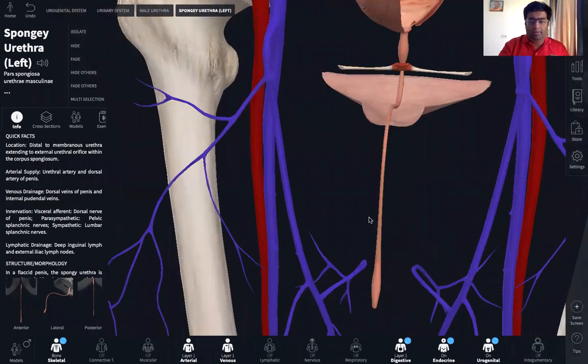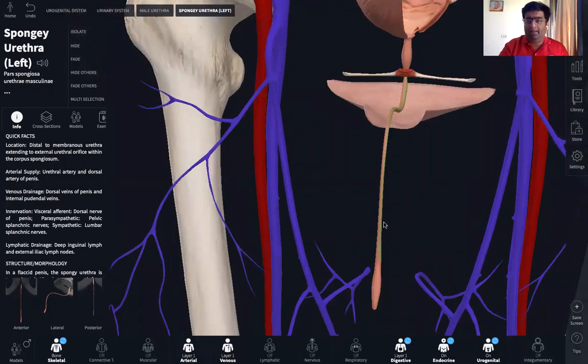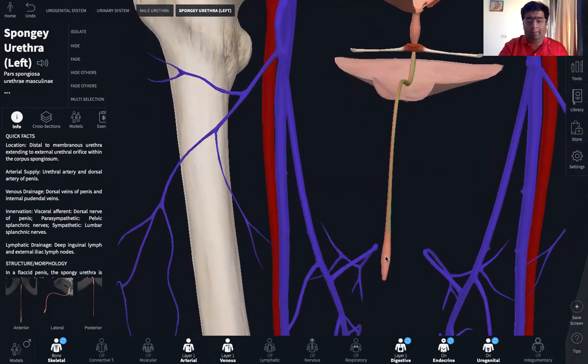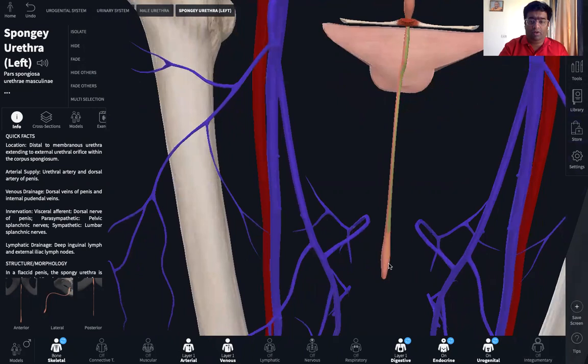Now coming to the urethra. Urethra is the final duct that carries the urine out of the urinary bladder for expulsion. It opens at the tip of the penis in males, while in females, it opens separately in the vestibular region. It is shorter in females as compared to males. In males, the length of the urethra overall is about 16 to 20 centimeters, while in females, it is roughly about 4 centimeters.